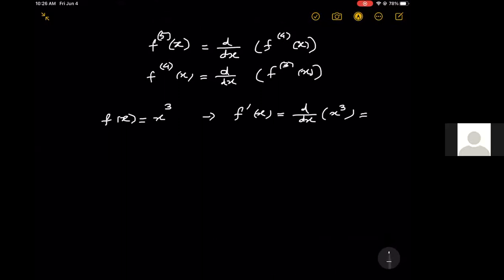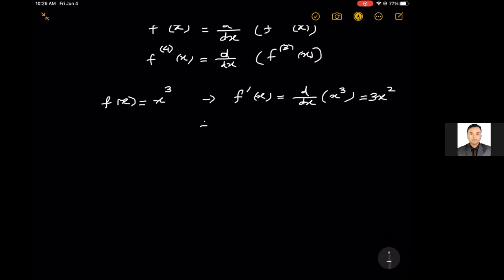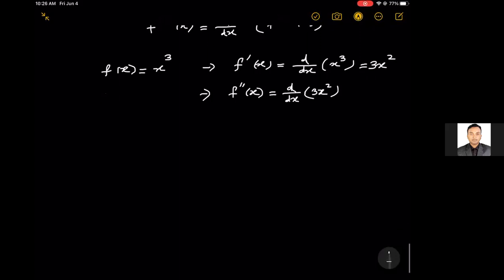Anyone? 3x squared. 3x squared, thank you. Let's say I'm saying, hey, can you find the second derivative for me? 6x. The second derivative is the derivative of the first derivative. If you differentiate it again, 3 is a constant, so you can keep it outside. And what's the derivative of x squared?